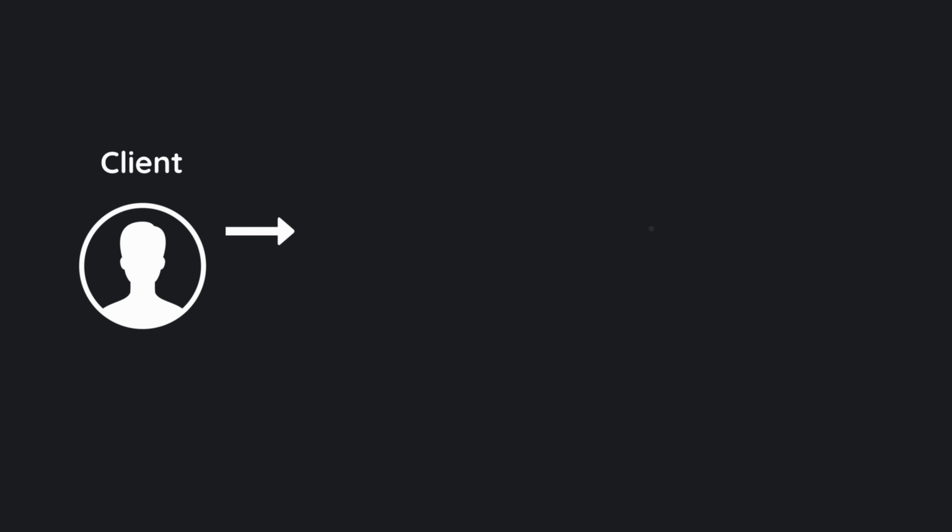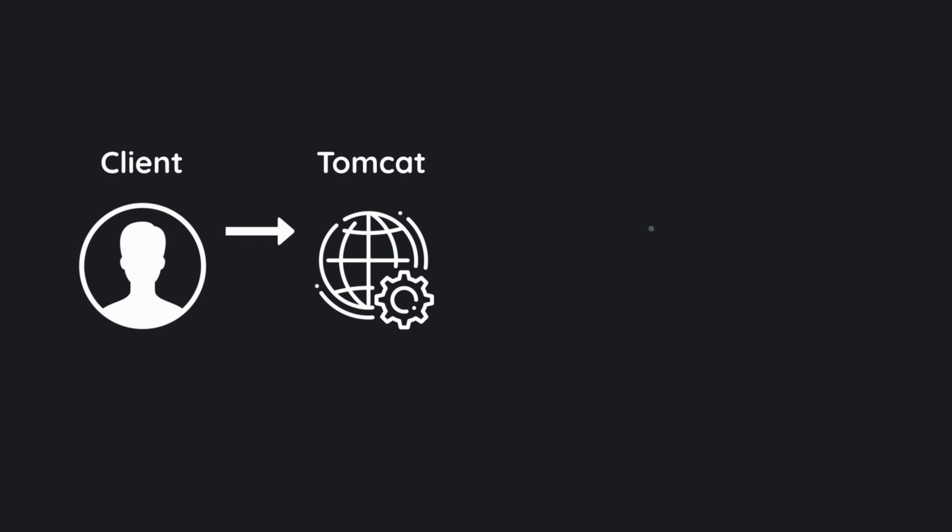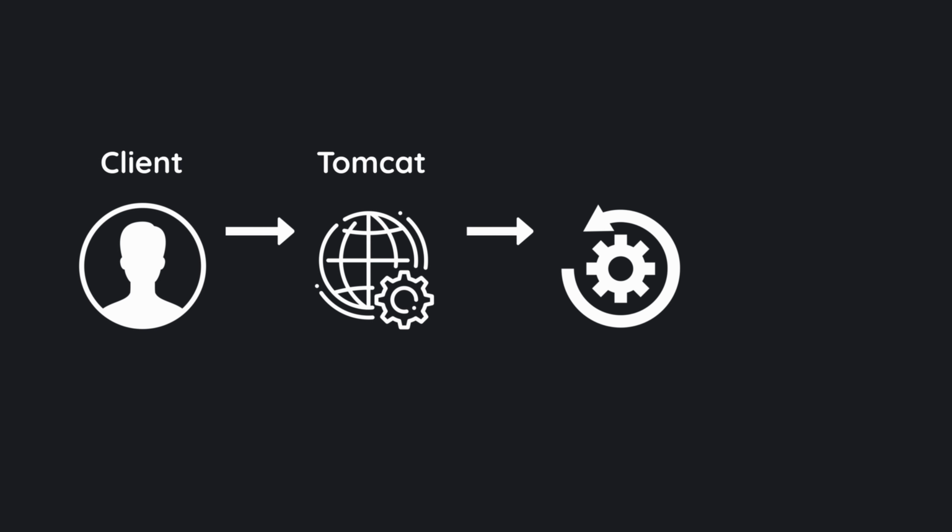One of the common scenarios is when a client sends requests to a web server. So in Java, our web server most likely is going to be represented by a container such as Tomcat. Tomcat then is going to forward this request to a servlet for processing. In Spring, the main servlet is called Dispatcher Servlet.